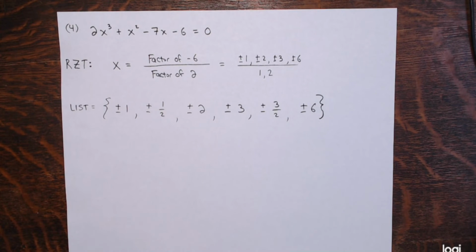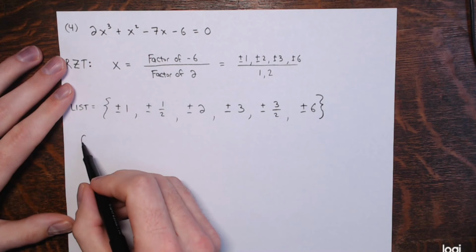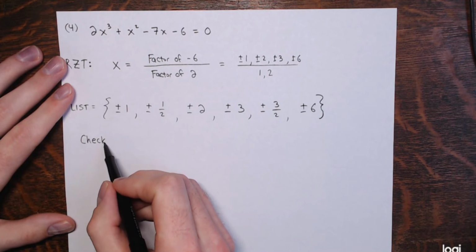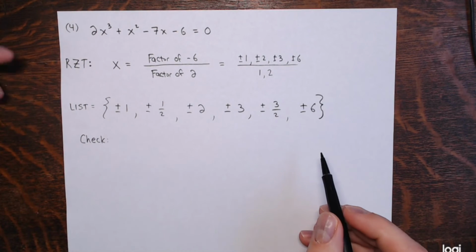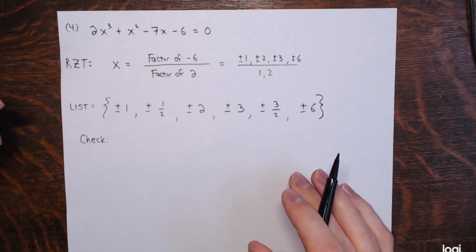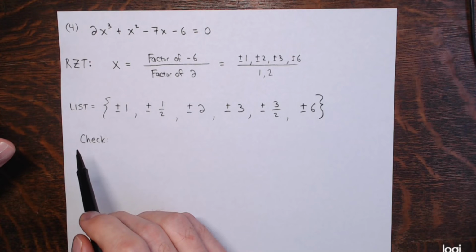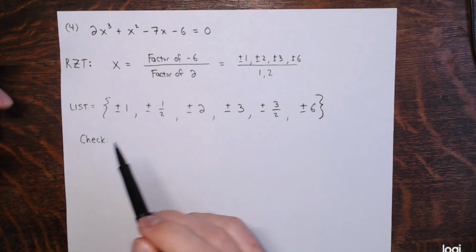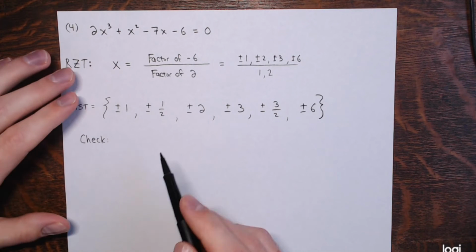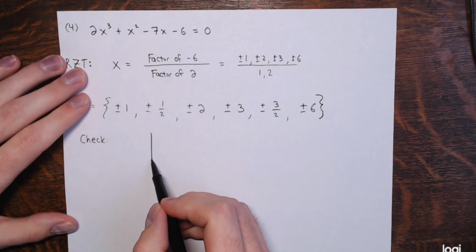Doesn't mean that they are. You have to plug them in and check. And that's what we'll do next. So let's start checking these. Now if you want to use a calculator to make it faster, fine, or look at the graph of this polynomial function to make it faster, that's cool. But I'm going to do this one fully by hand just to show you how I would do it by hand.